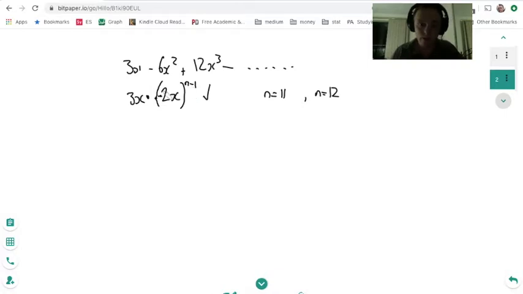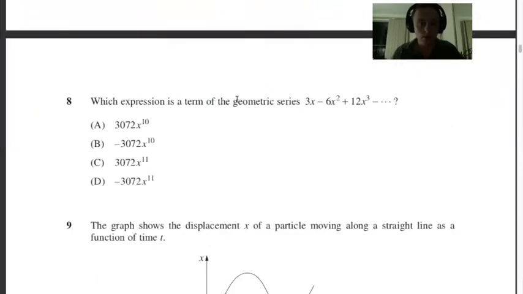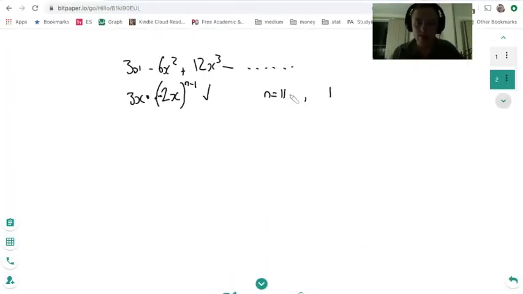11 times 1 is... no, what am I doing? I want 10 and I want 11. 10, n equals 11. I'm sorry if I'm frustrating people, it may be quite frustrating. So that makes 9, that makes 10, and 11. Very good. So let's try.